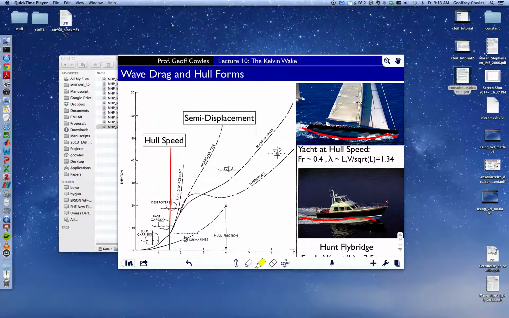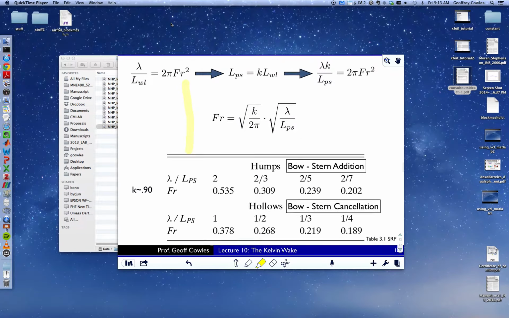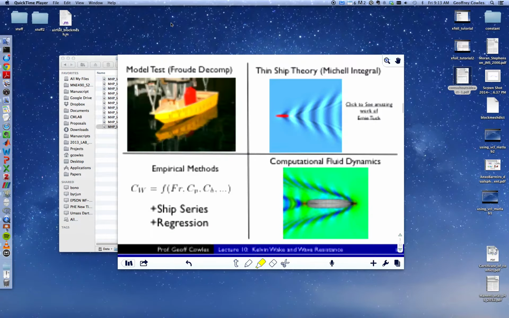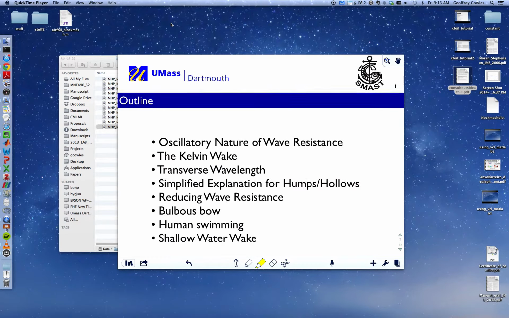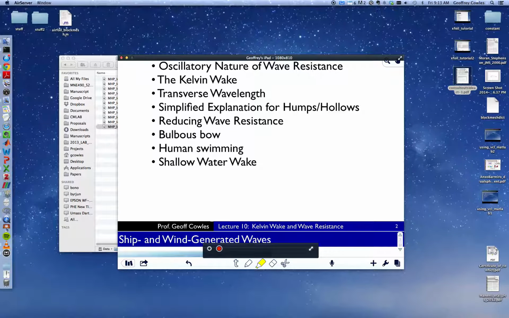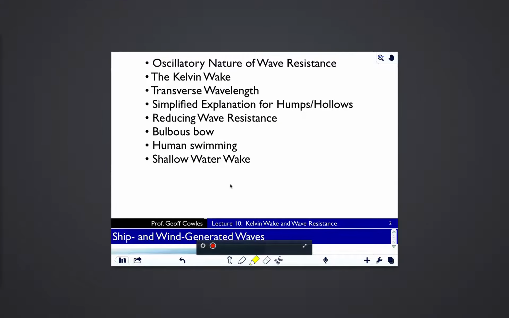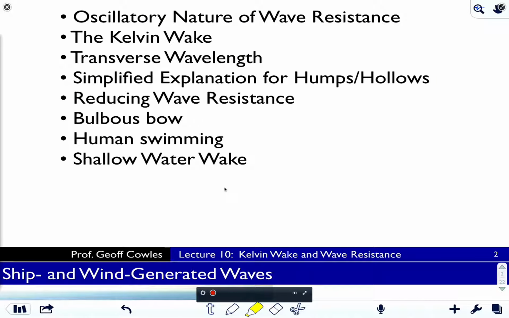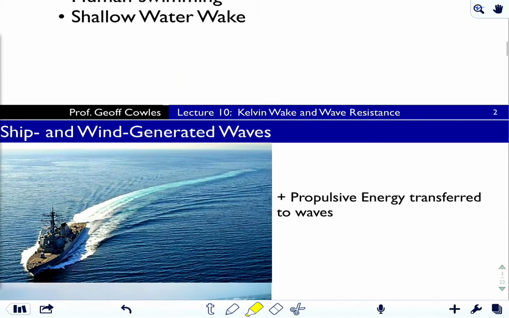I'm just going to summarize our lecture on the Kelvin wake, because I was forced to go through things a little quickly, having spent so much time on the homework. Let me see if I can blow this window up. There we go. Alright, I'm just going to go over the key points that I want you to know.